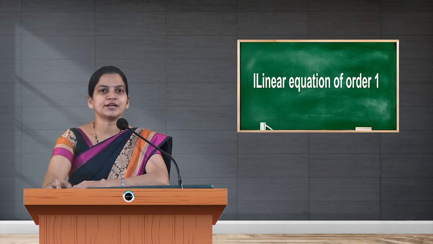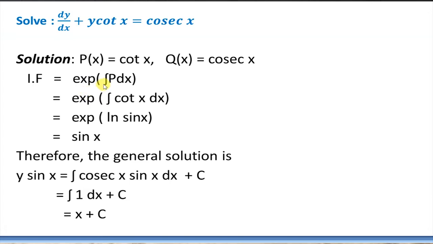So we know the integrating factor in this case, that is integrating factor is equal to e to the power, that is exponential of integral of p dx. Let's find integrating factor in this case. So integrating factor is nothing but exponential of integral p dx. Here the value of p is cot x, so exponential of integral of cot x dx. We know that integral of cot x dx is log sin x, so we get integrating factor as sin x.